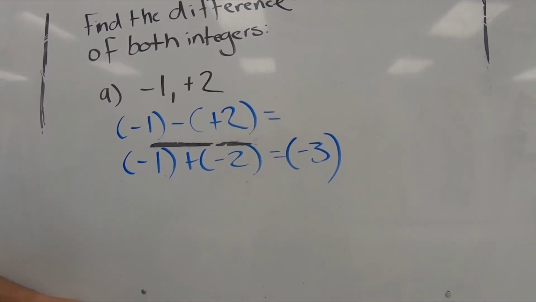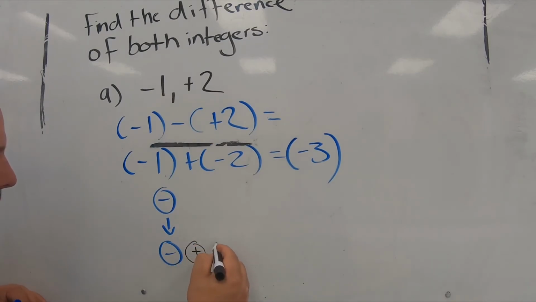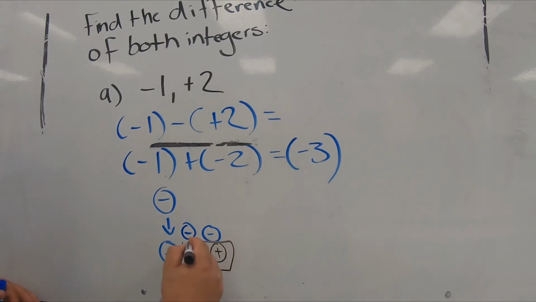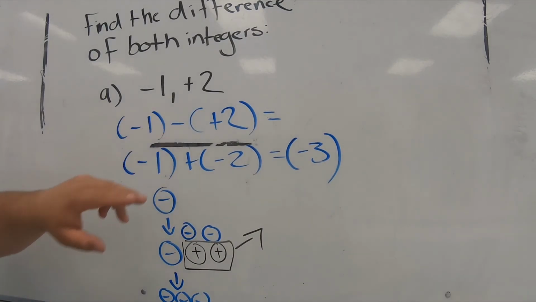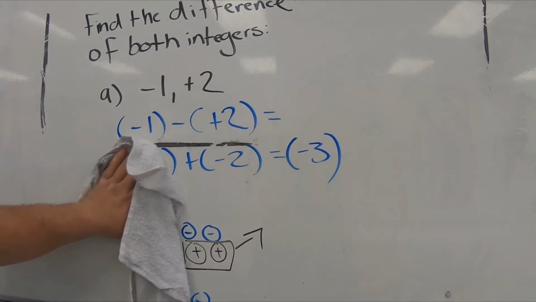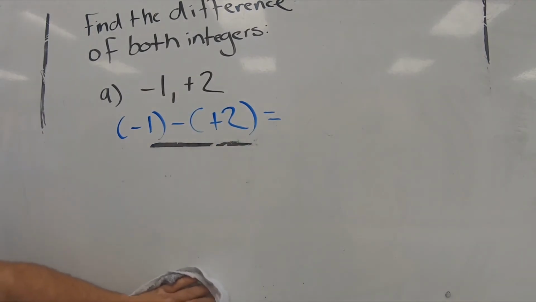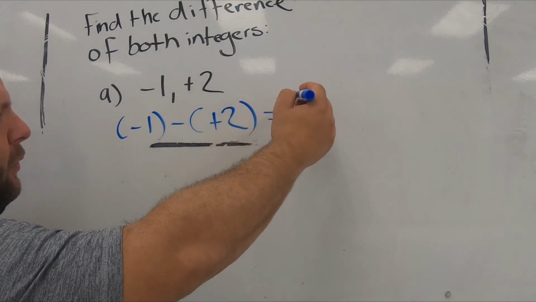If I wanted to model it, I would have my one negative. I would have to take away 2 positives. I don't have any positives, so I'm going to add myself 2 zero pairs here. Once I do that, I'm going to remove the 2 positives, and that means I will be left with 3 negatives, which is our answer. So we've done -1, take away +2, and we came up with the answer of -3.